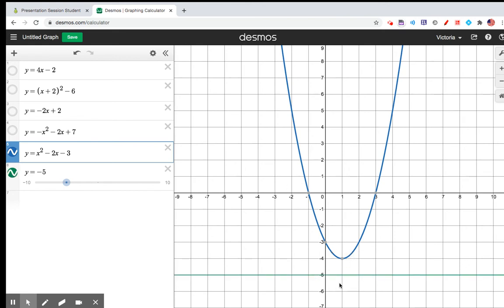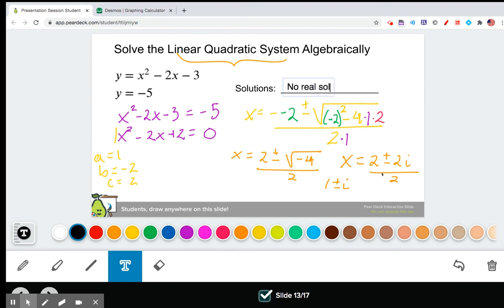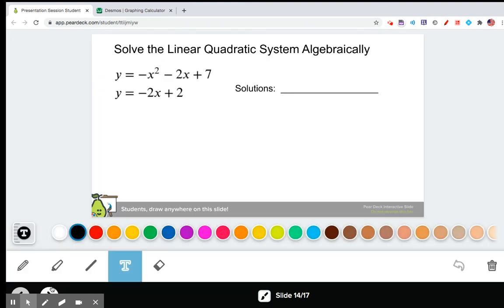There is no solution. And how we interpret that in the realm of an algebraic solution is when you end up with not real values of x. So we can simply write there are no real solutions. And that's what we're interested in when we're talking about linear quadratic systems. I will try another example, okay?